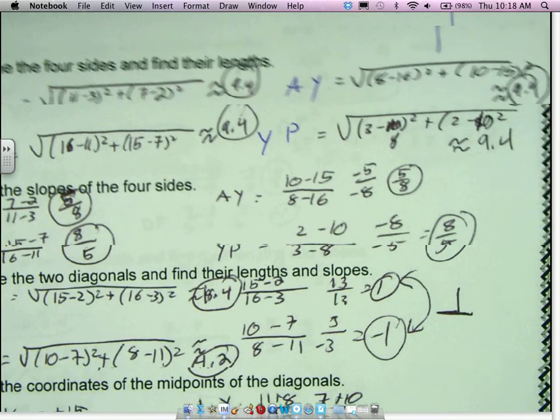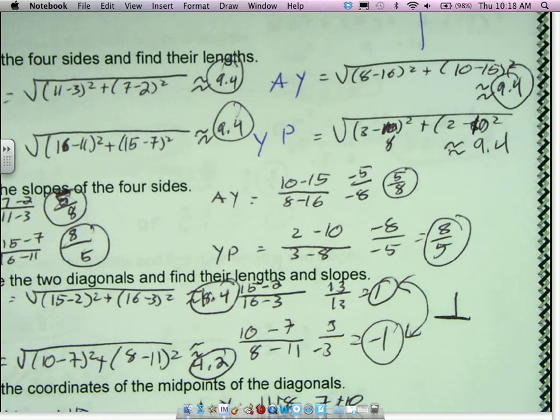All right, we're going to talk about this in a little more detail together. There's no talking right now. If you have a question, please raise your hand and I will answer it. We're trying to figure out which one of these it is. Is it a parallelogram, rectangle, rhombus, square, isosceles trapezoid, or kite?